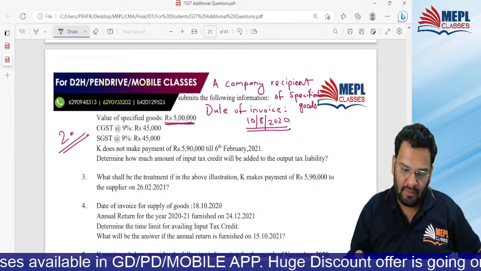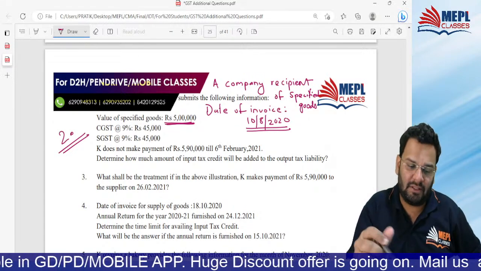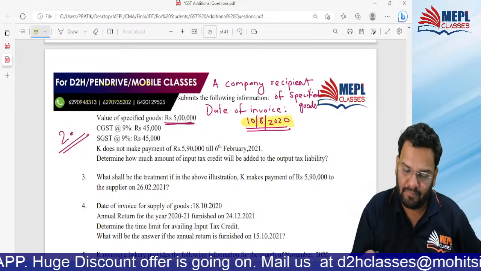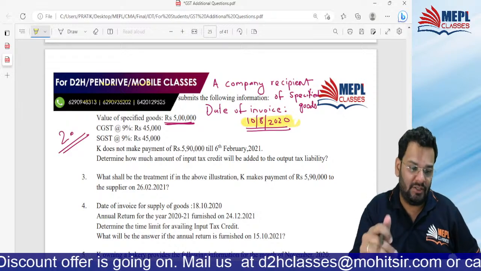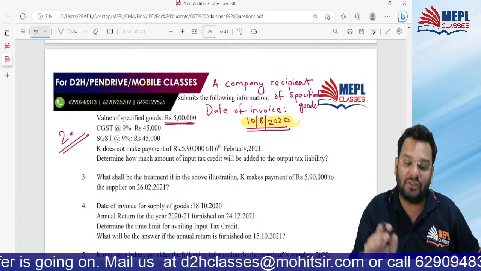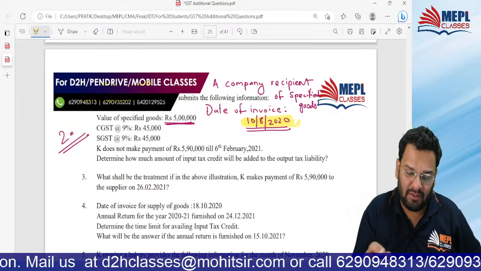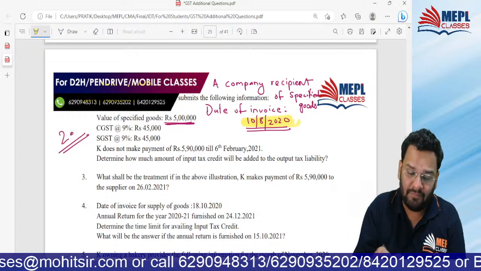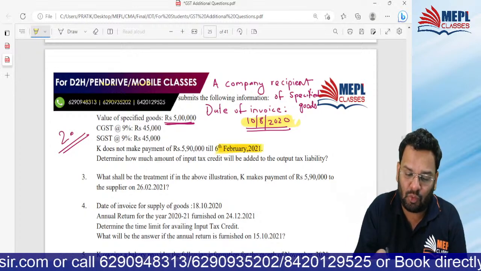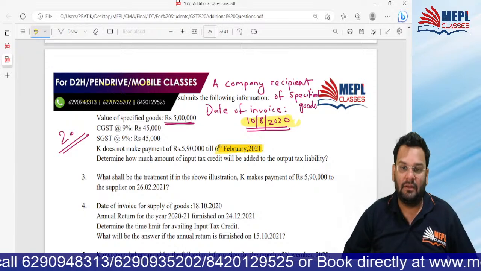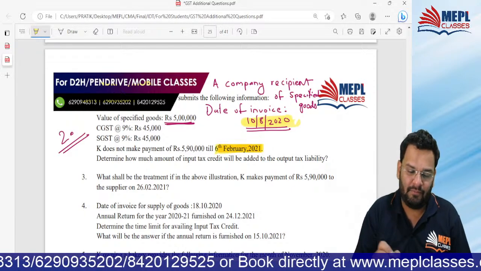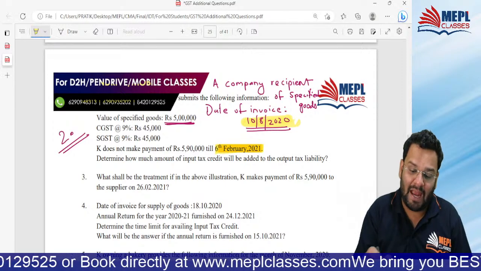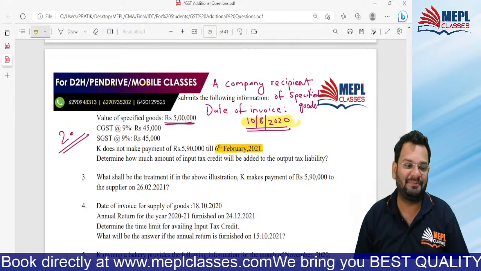Yes. So the date of invoice is 10th August 2020. Value is given, GST is given. K does not make payment of 5,90,000, meaning 5 lakh plus 45,000 plus 45,000, till 6th Feb 2021. Can you tell me what is the ITC that will be added to the output tax?